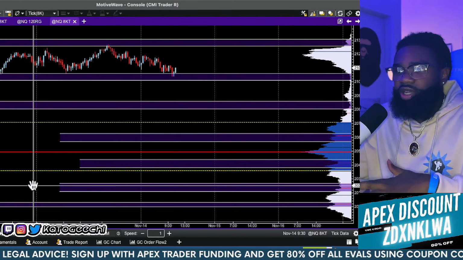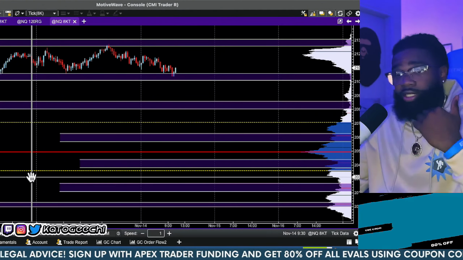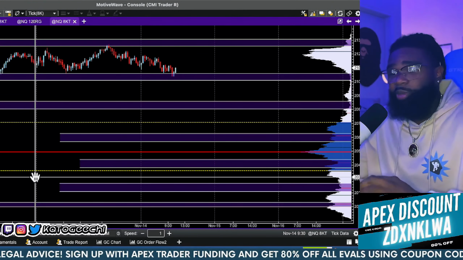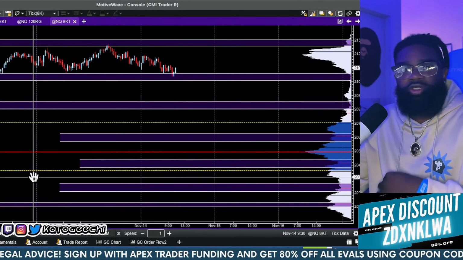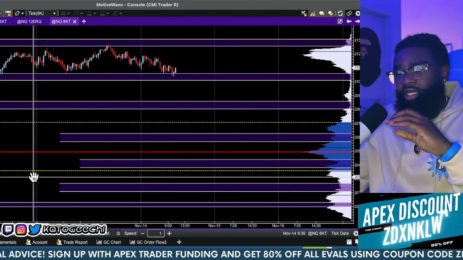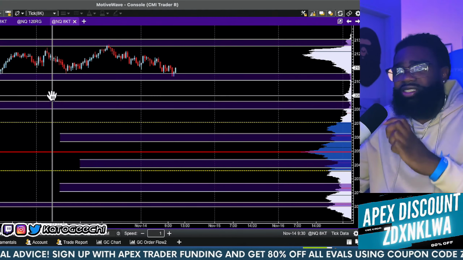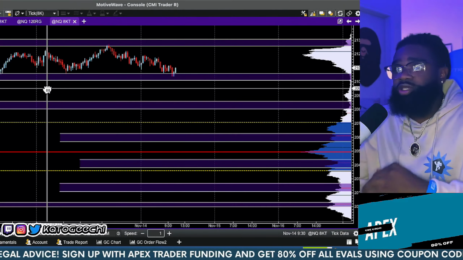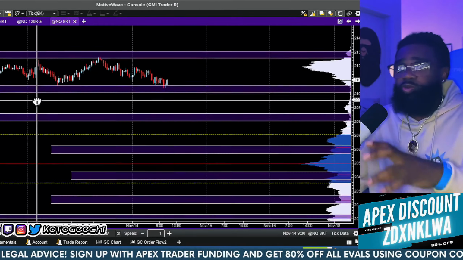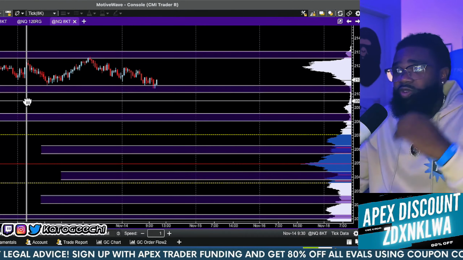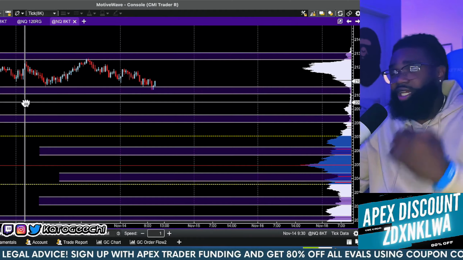So I'm marking these on a higher time frame to see where the big supply and demand zones are, because essentially that's what you're looking for. And this is the perfect way to draw supply and demand. You're not just looking at price, drawing, oh, this is where it rejected. No. This is gonna give you the actual numbers. This is gonna give you the data.